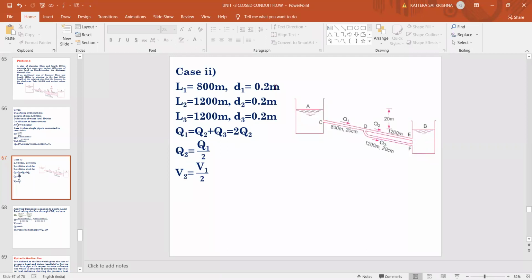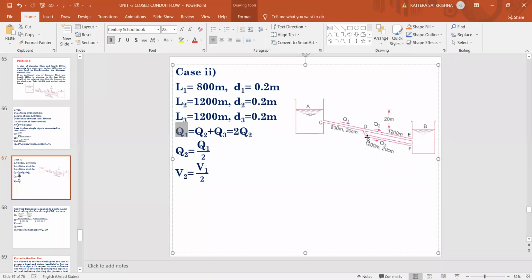Okay. So similarly for the branch pipe of 1200 meter length, L2 is 1200 meter, diameter is again 0.2 meter, and L3 is nothing but for this D to F, length 1200 meter again, right? So we already know by the continuity, discharge at this section will be equal to discharge at this section. Suppose if it is a branched pipe like this, you will get discharge Q1 equal to sum of these 2 discharges. So Q1 equal to Q2 plus Q3.